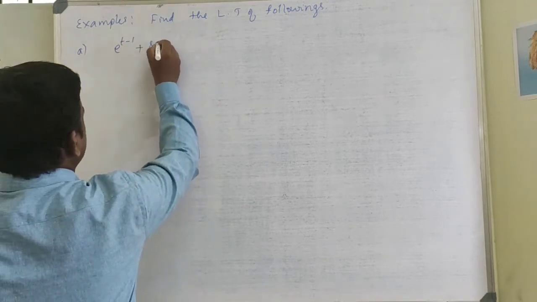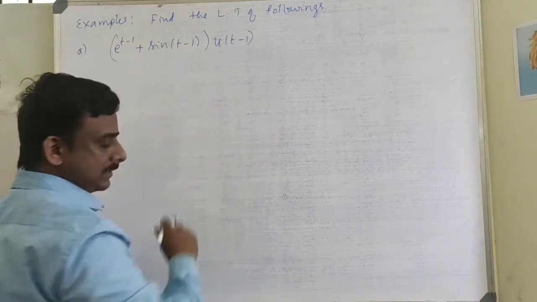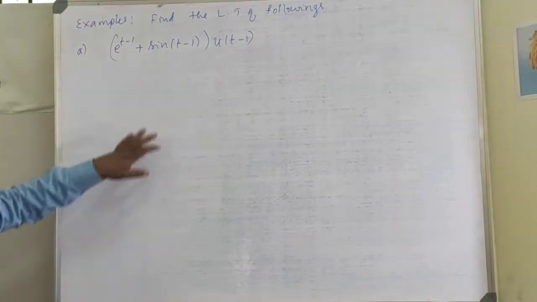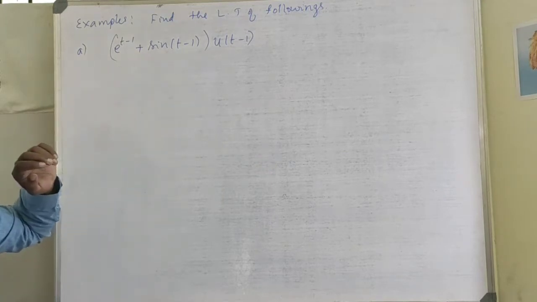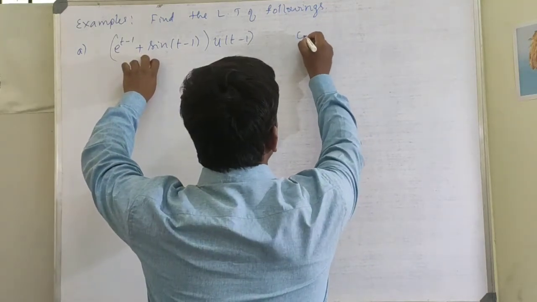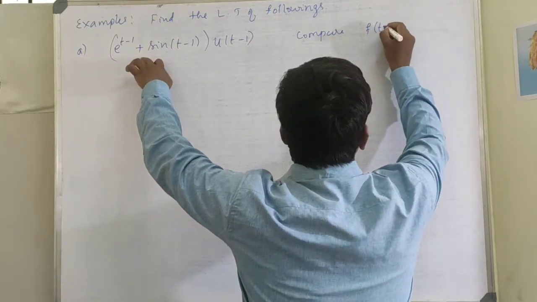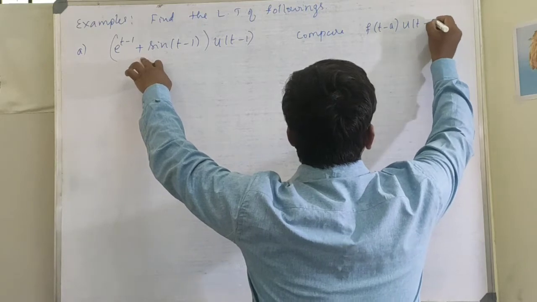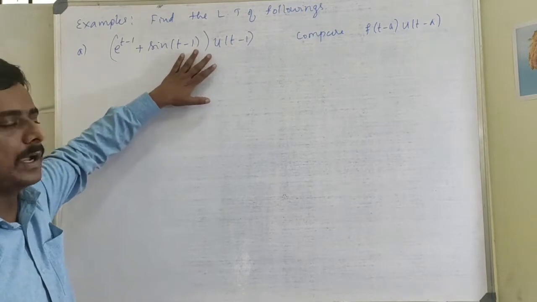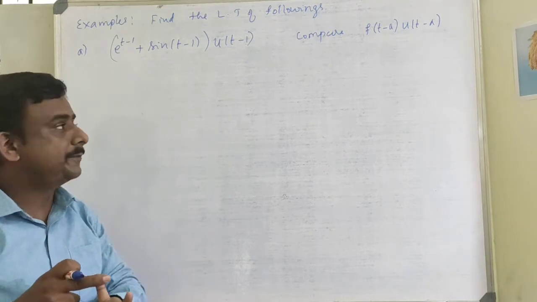e power t minus 1 plus sine of t minus 1 into u of t minus 1. So that is the first problem. We need to find the Laplace transform of this function. Given such a function, first we have to identify what is f of t minus a and what is the unit step function. We have to compare with f of t minus a into u of t minus a, property 2. Comparing that with this, you have to identify two things. First one, what is the value of a? Second one, what is f of t minus a?